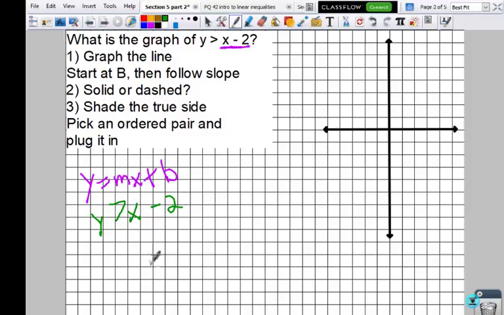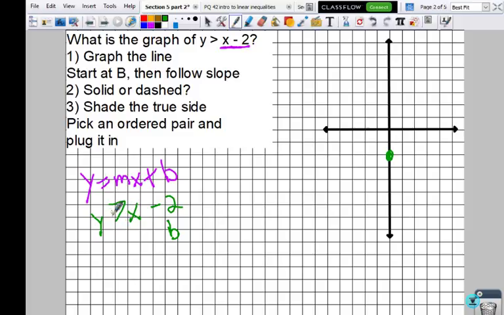Alright, so on this, my b is negative 2. So I'm going to go to negative 2, and I'm going to put my dot. And Allison, what's my m? My m in x. What number is in front of x?